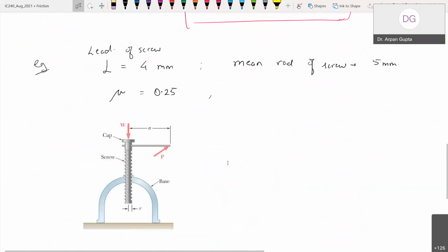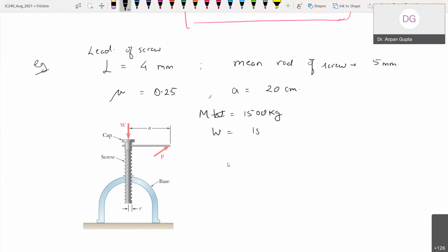So if I'm talking about this problem, A is given to us as, let's say, 20 centimeters. And we want to lift a weight W, which is, as I said, we want to lift a car, let's say, of 1500 kg. This is your mass, and your weight will be this times g. Just approximating g to 10, that is 15,000 newtons. So we want to do this simple calculation.